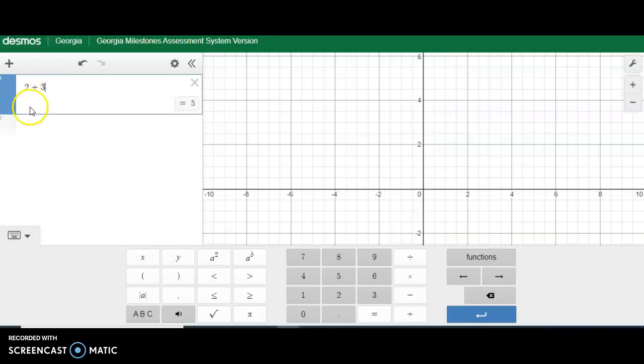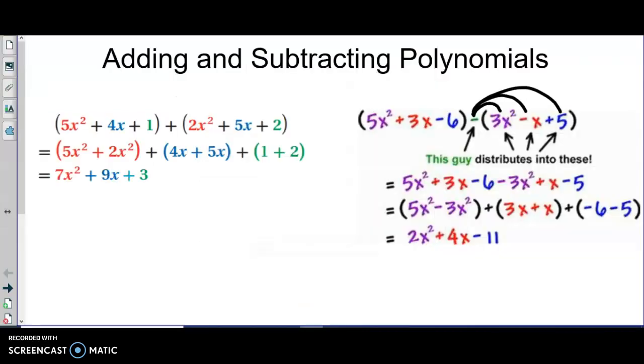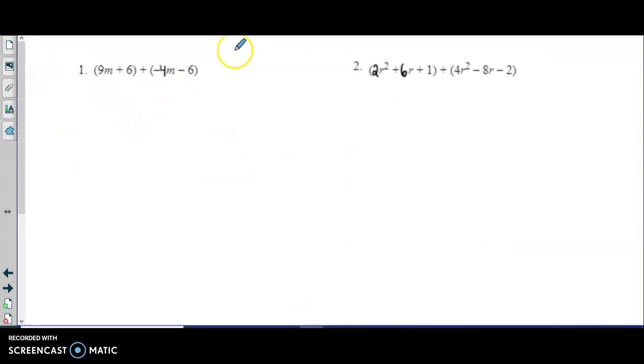So if you didn't know what 2 plus 3 was, you could add it up and get 5, and then just make sure when you write your answer, you put an x on it. So I wanted to mention that about Desmos. You can't type it in with the letter. You just have to put the letter on afterwards. All right, so let's jump in and try some of these.